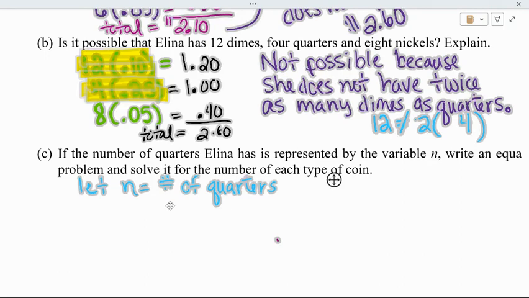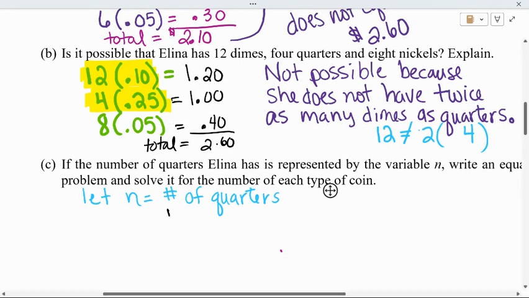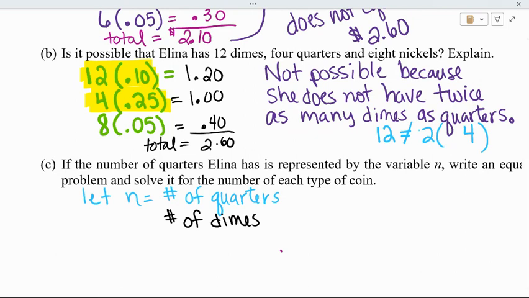So let's figure out what was the comparison that was used for the number of dimes? So what does it say about the number of dimes? Go back up to the very top. It says all of her change is either nickels, dimes, or quarters. But what does it say specifically about her dimes?